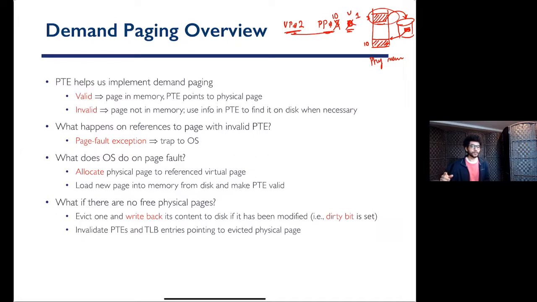If the dirty bit is 0, we can just throw it away. We don't need to do anything because we have a copy of it in the permanent storage, presumably. So we don't need to write it back to permanent storage if the dirty bit is 0. Okay?